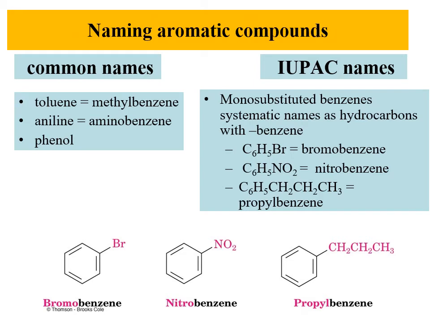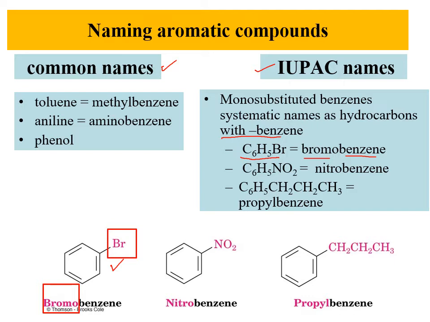In order to give a name to an aromatic compound, we can name it according to its common name or IUPAC name. For the IUPAC name, the monosubstituted benzene can be named as a hydrocarbon with benzene attached to a substituent. For example, we have C6H5Br. So this is benzene attached to Br.